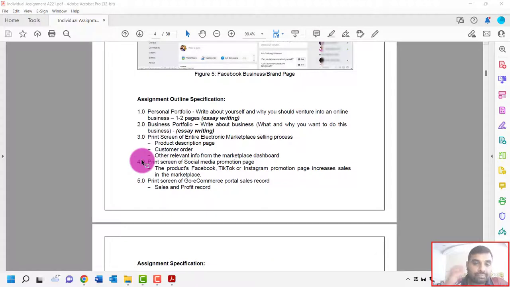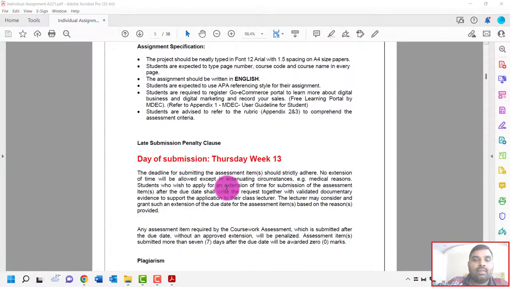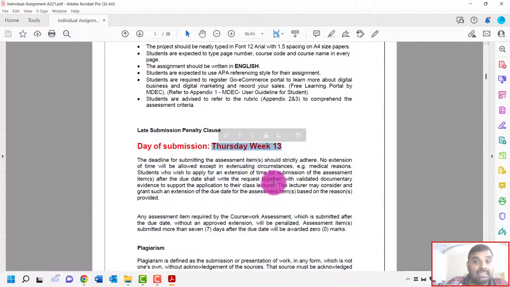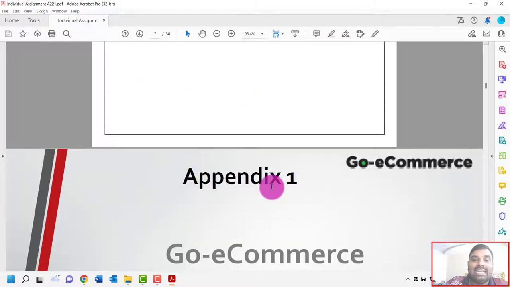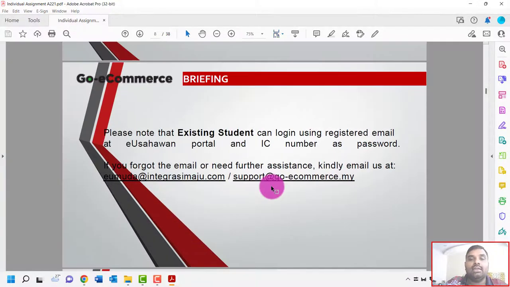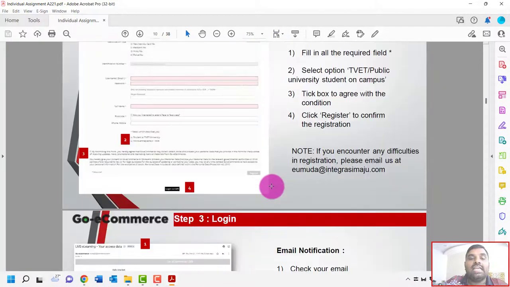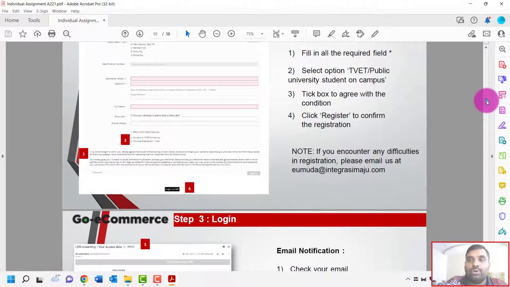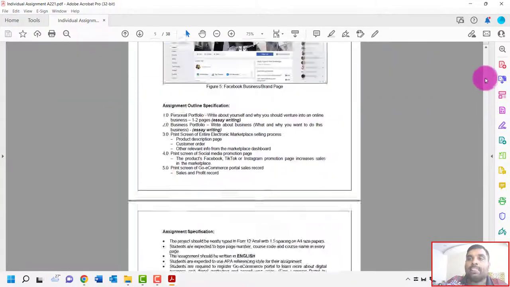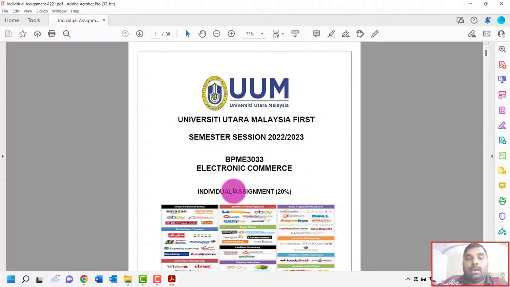So as I mentioned just now, you have to print screen the Go e-commerce portal sales record. I will show you how it looks. And you have to submit this assignment Thursday, week 30. Please follow the guideline on how to key in your sales portal. I will show you how to go in. And for your information, most likely by week 3 of November, MDEC will conduct a special session with students regarding the MDEC portal, e-commerce, and how to key in sales and so on.